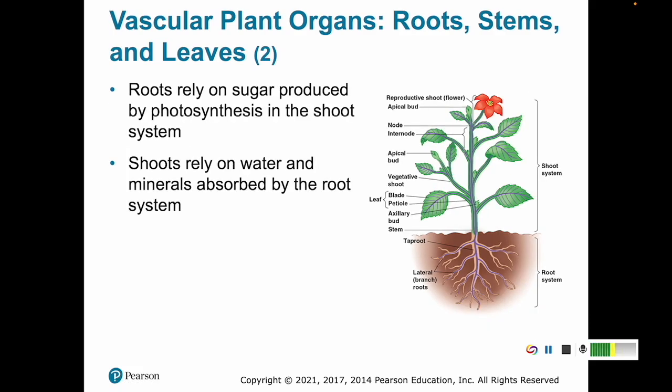The roots rely on the shoot system to be able to get sugar, because only the shoots are going to be performing photosynthesis. So the roots by themselves would not survive. They rely on the shoots. However, the shoots rely on the root system because the roots are providing the water and they're absorbing minerals. So those shoots, those cells wouldn't be able to survive either without the roots. Both systems rely on the other.